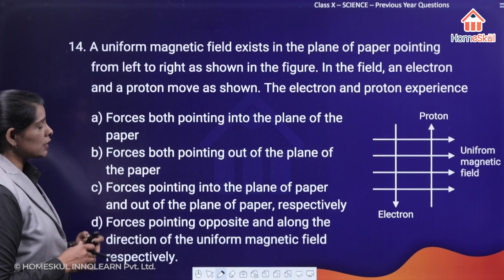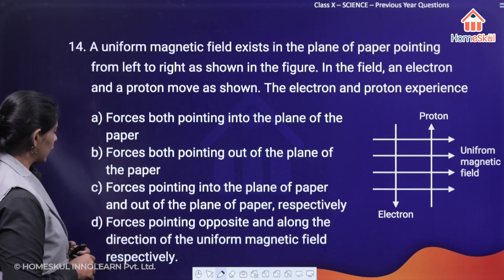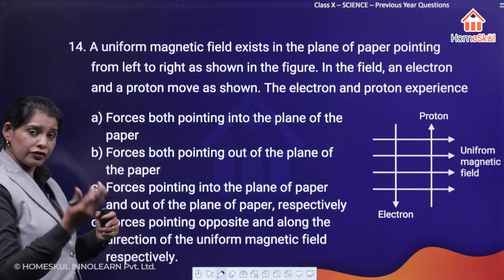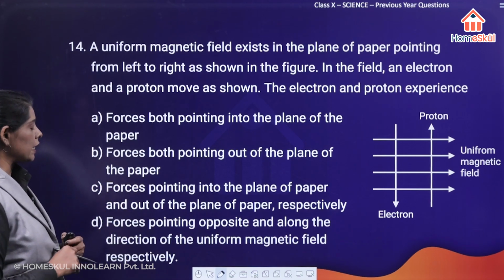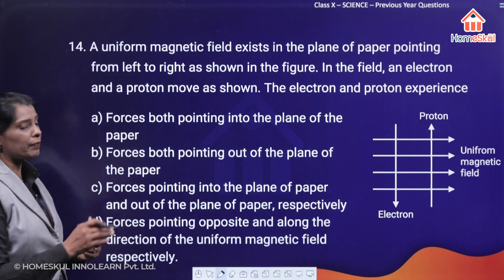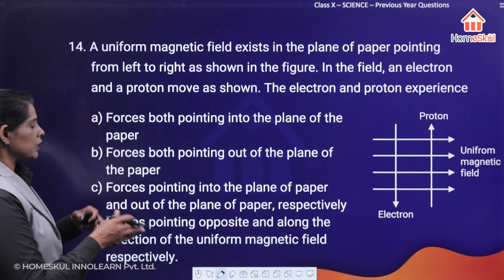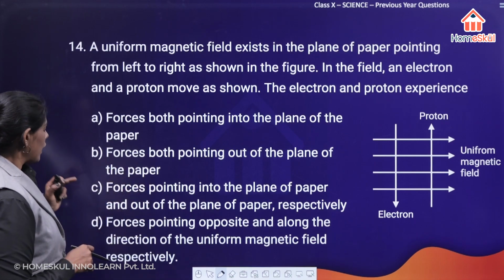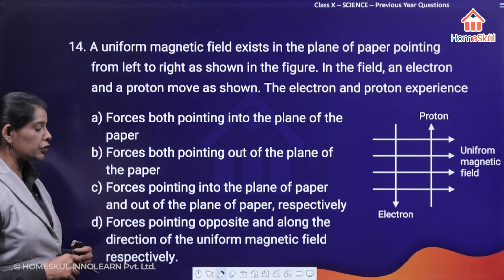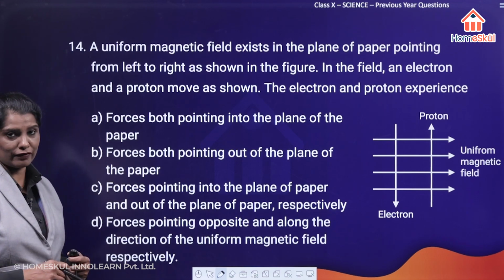Option A, forces both pointing into the plane of the paper. Option B, forces both pointing out of the plane of the paper. Option C, forces pointing into the plane of the paper and out of the plane of the paper respectively, that is for electron and proton. And option D, forces pointing opposite and along the direction of the uniform magnetic field respectively.